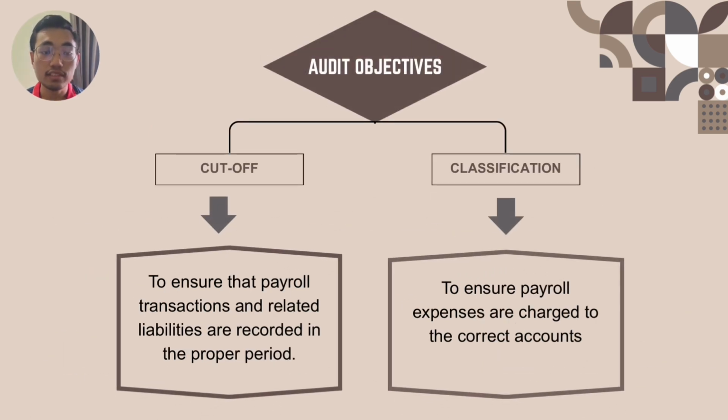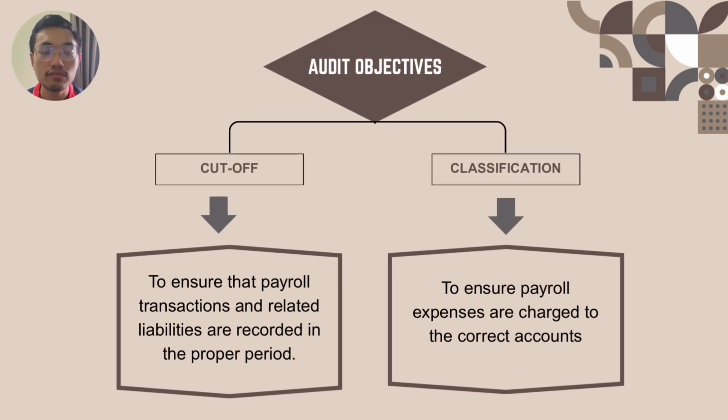The next objective is cut-off. The purpose of this objective is to ensure that payroll transactions and related liabilities are recorded in the correct accounting period. For example, salary for December should be recorded in December, not in January. This ensures the financial statements reflect the true financial position of the company. Finally, we have classification. This objective ensures that payroll expenses are charged to the correct accounts.